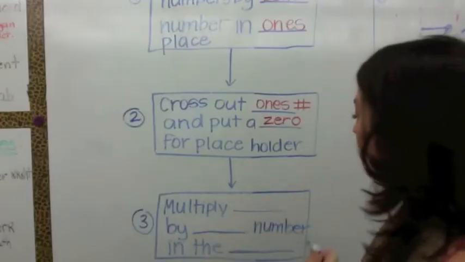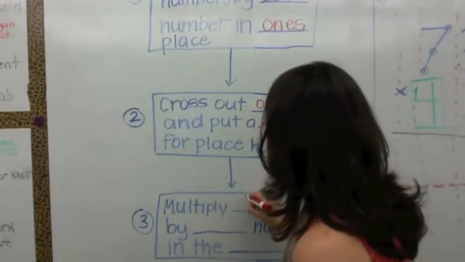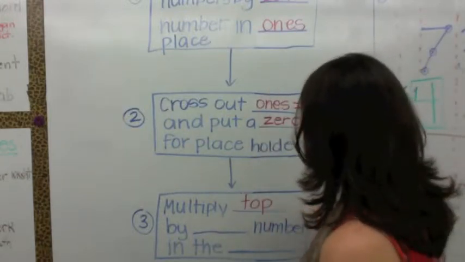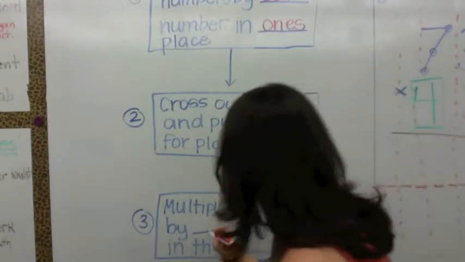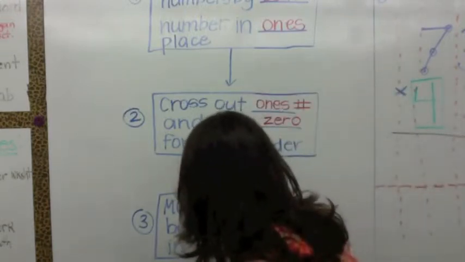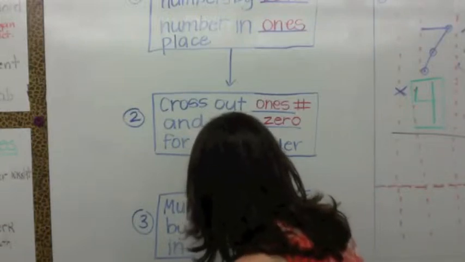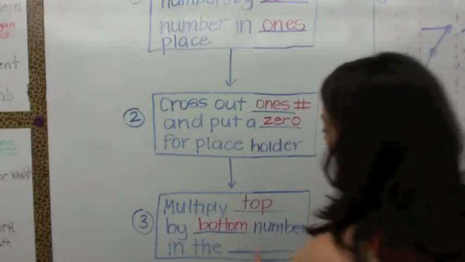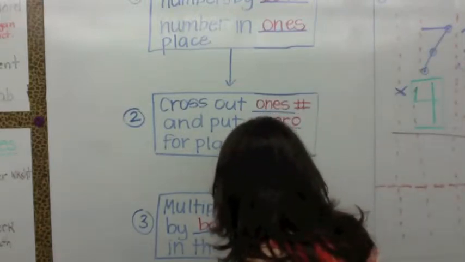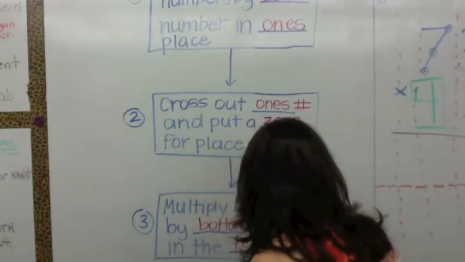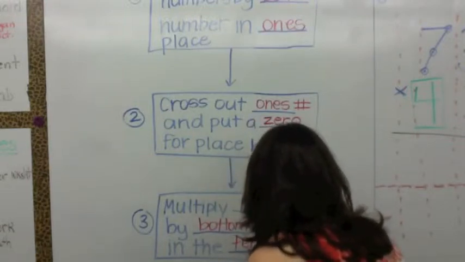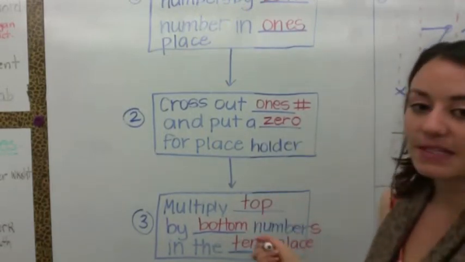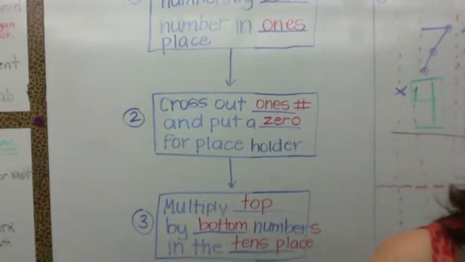Last step, step number 3, is multiply the top number by the bottom numbers in the tens place. Okay? So you're going to multiply the top by the bottom numbers in the tens place. Go ahead and get that down.